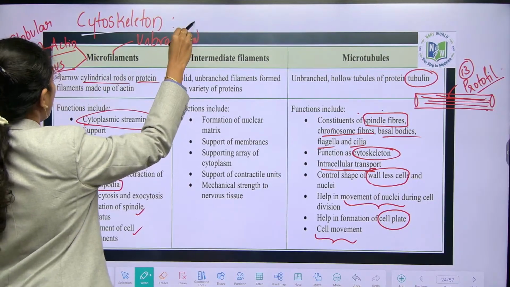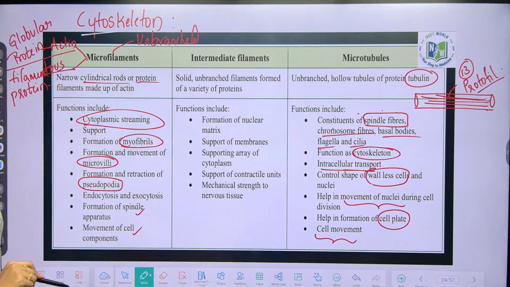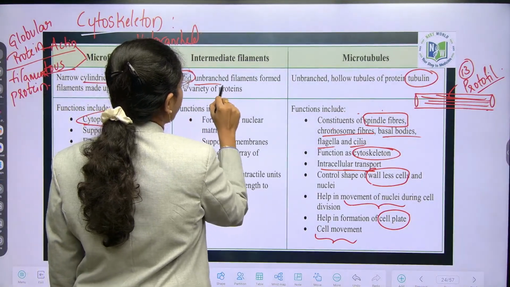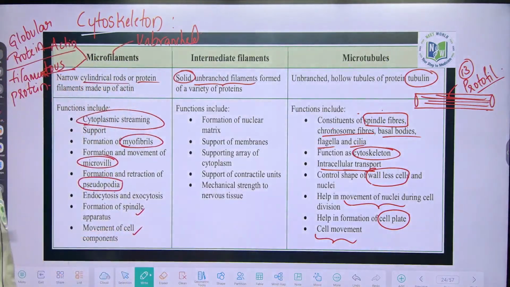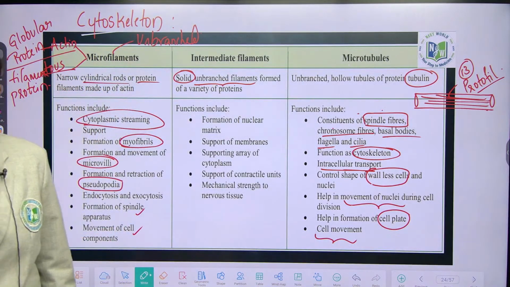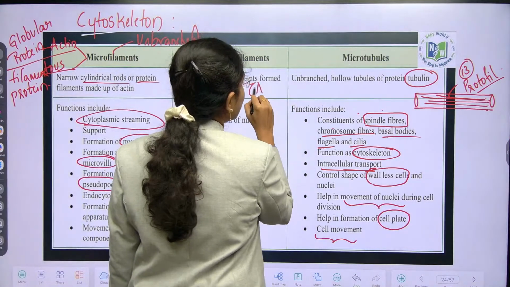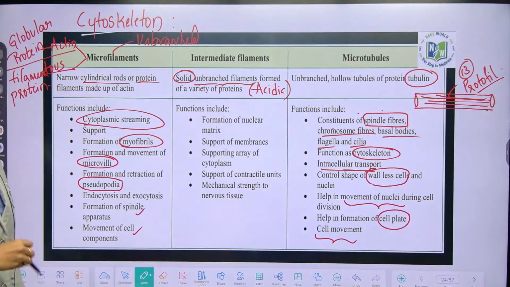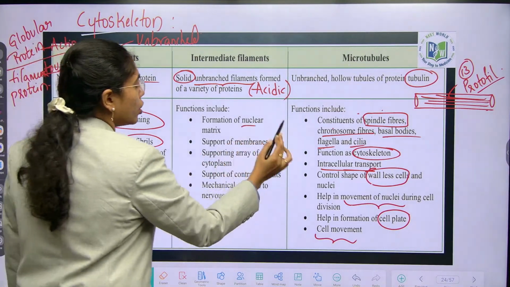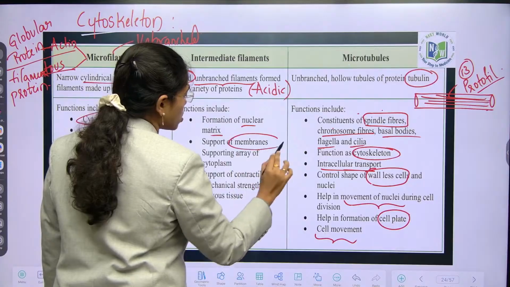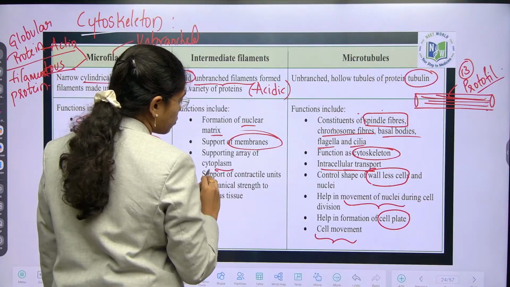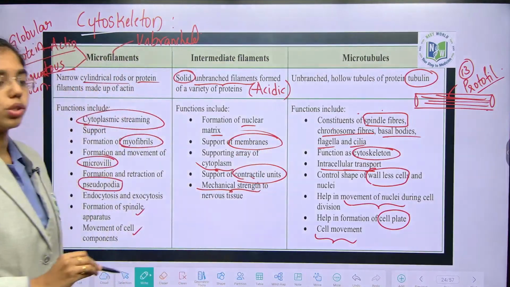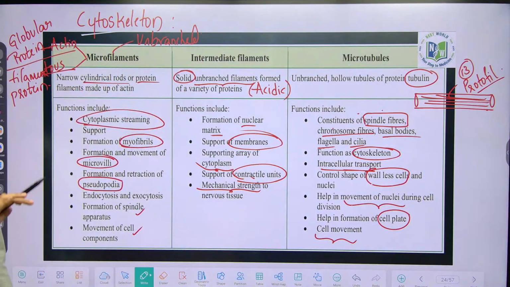Next is about intermediary filaments. It has solid unbranched filaments. They are formed of a variety of proteins. It consists of many proteins which are acidic in nature. Major functions include formation of nuclear matrix, supports membrane, supporting array of cytoplasm, contractile units, and mechanical strength to the nervous tissue. Fine, right? These are the major functions.